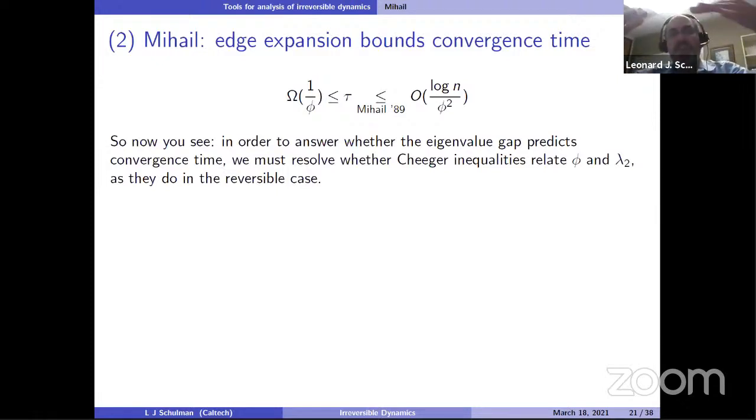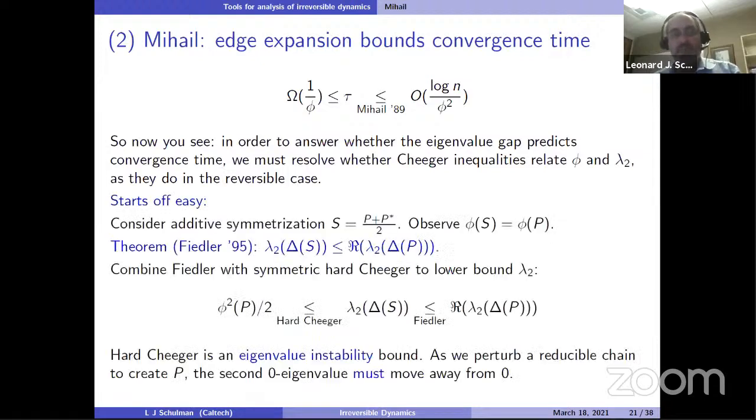And Mihail's theorem proves the same thing for systems, but directly for the mixing time, not through eigenvalues. So if we want to know whether the eigenvalue gap actually does predict convergence time, we have to ask ourselves, is there something like the Cheeger inequalities still for irreversible systems? So answering this question starts off easy. It turns out that so-called hard Cheeger survives, and I'm going to skip through.